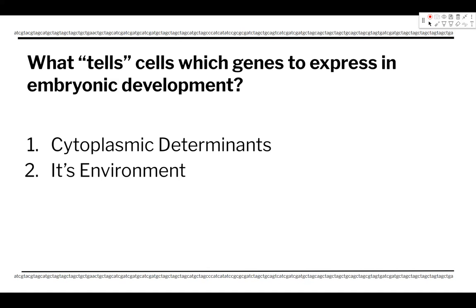There are two different ways our cells know what type of genes to express. There are two big ways our cells in an embryo know, okay, I am going to be this type of cell. The first is the cytoplasmic determinants, and the second is its environment. So where in the embryo it is has a big effect. We're going to talk about cytoplasmic determinants, and we're going to talk about how the environment can affect these as well.